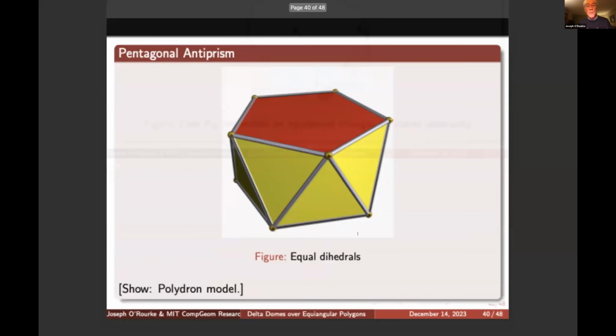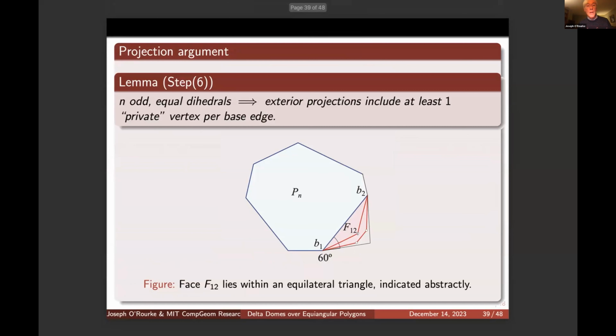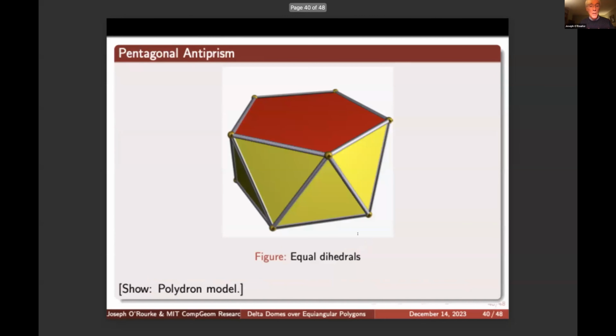So what this immediately gives you is, if you have n private vertices, but you're only allowed to have 6 dome vertices, then you cannot have 7 or more dome vertices, and that immediately gives you that result.